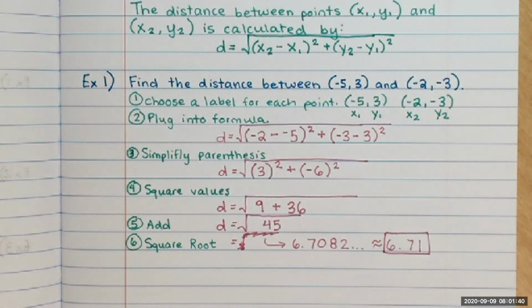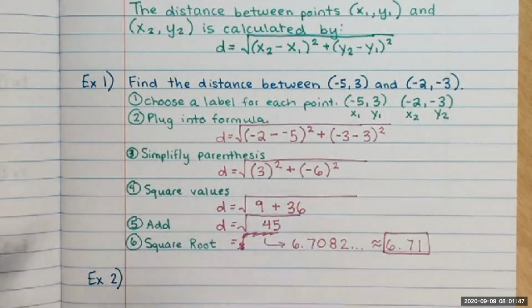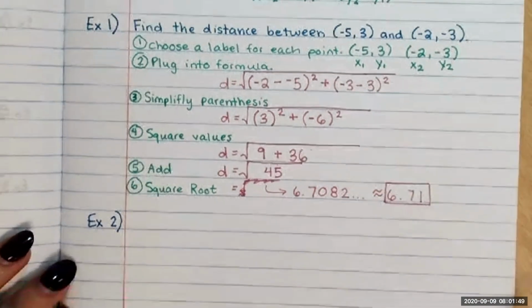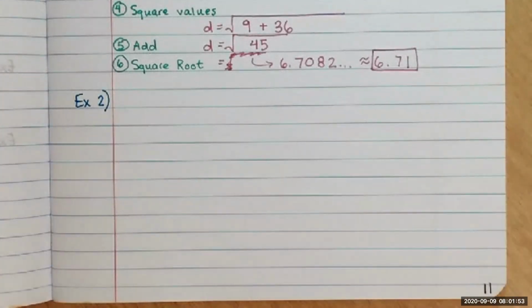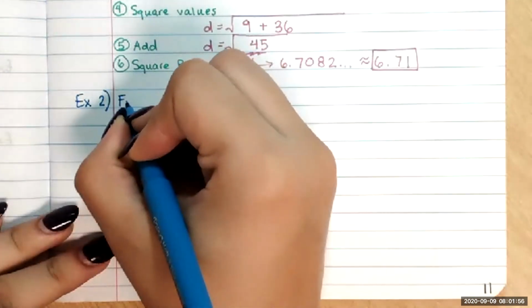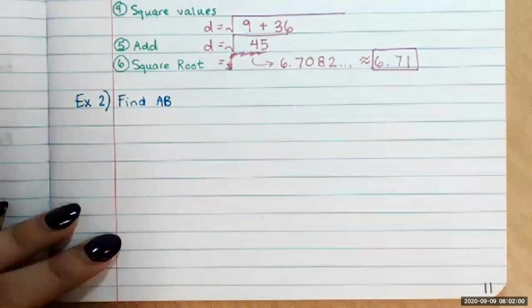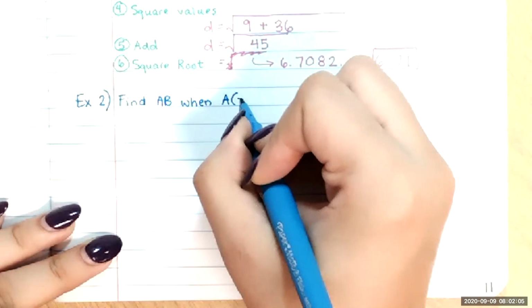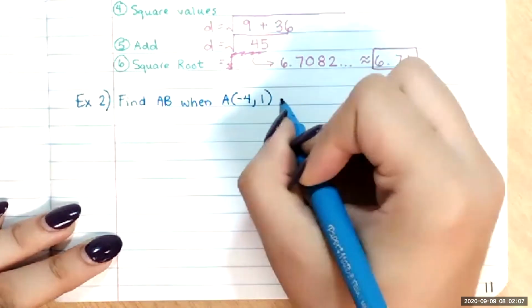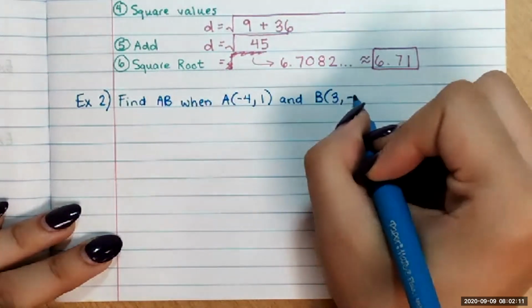All right, so I'll do another example. And then I'll show you guys a fantastic trick. So we're going to find AB, which would be the distance of the line, when A is -4, 1, and B is 3, -1.